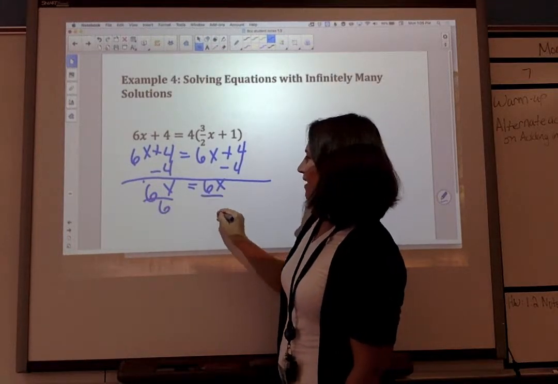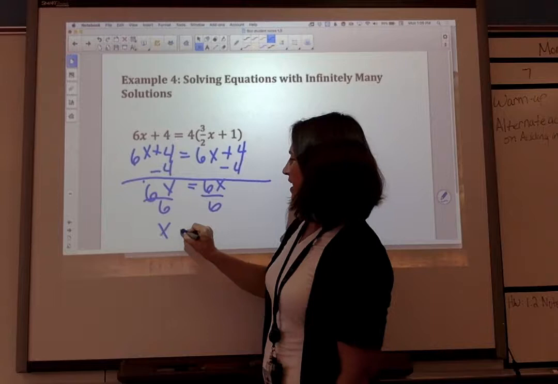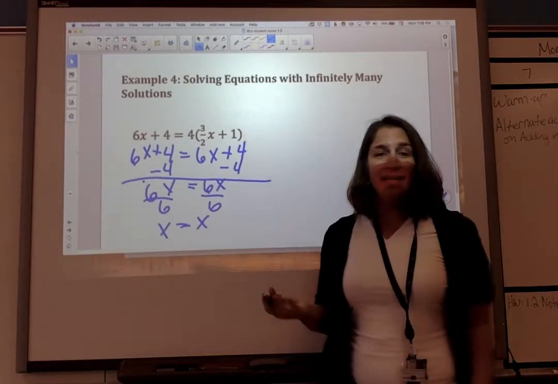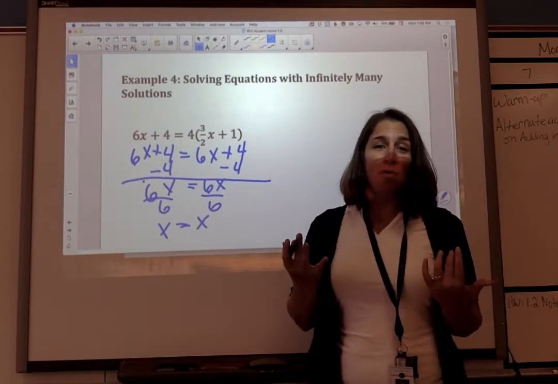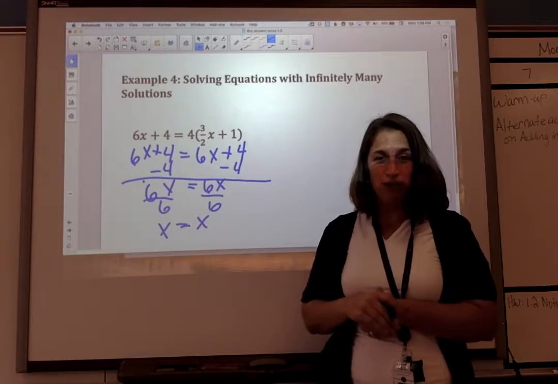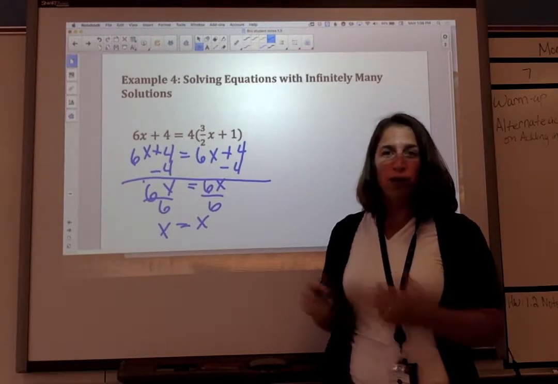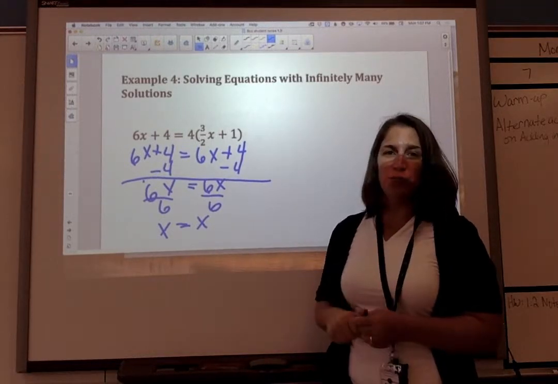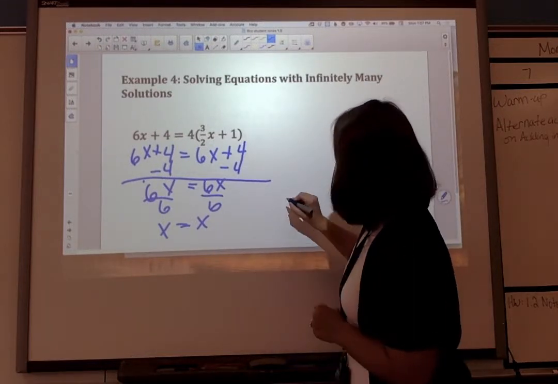I can divide both sides by 6, and I get x equals x. Well, it doesn't matter what x is equal to. x is always equal to x, whether it's positive 1 or negative 54. This statement will be true. So this is infinitely many solutions.